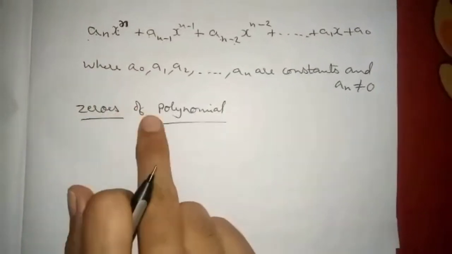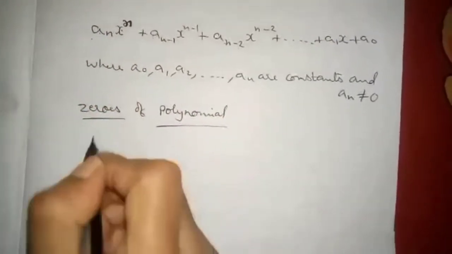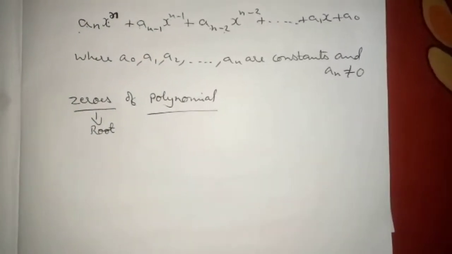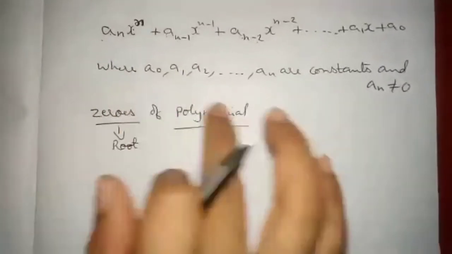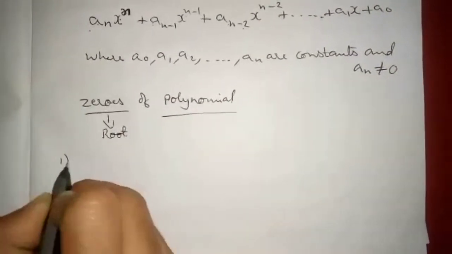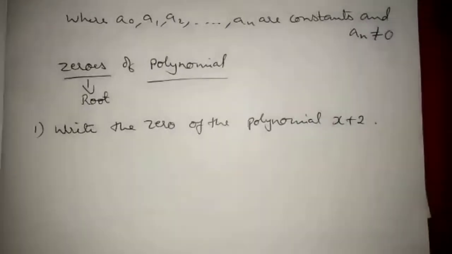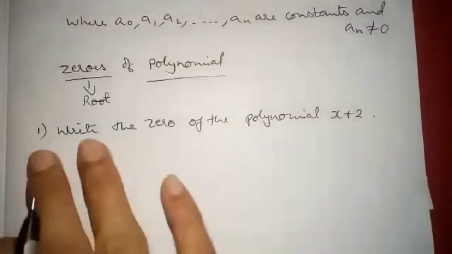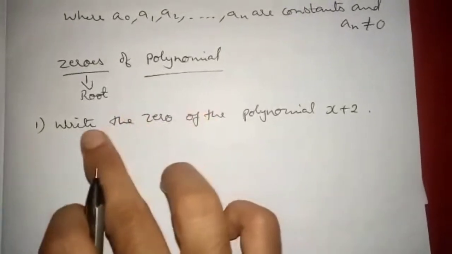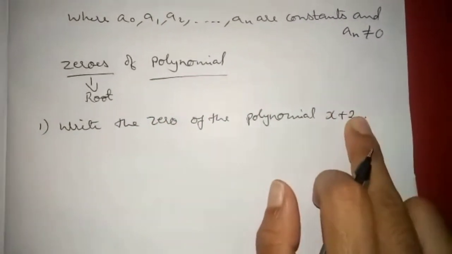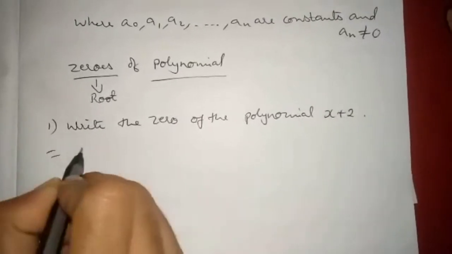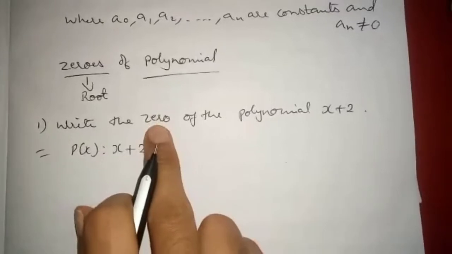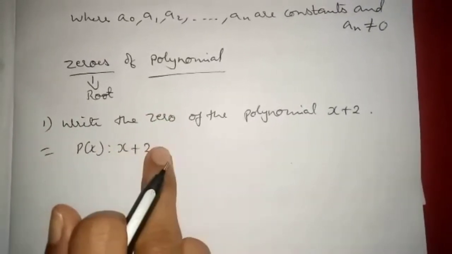Next we'll study zeros of a polynomial, or we can also say zeros as roots of the polynomial. Zeros or roots are one and the same. Let me write one question. First question: write the zero of the polynomial x plus 2. If they have asked like this, the given polynomial is x plus 2. To find the zero or root, what you have to do? You have to equate it to 0.